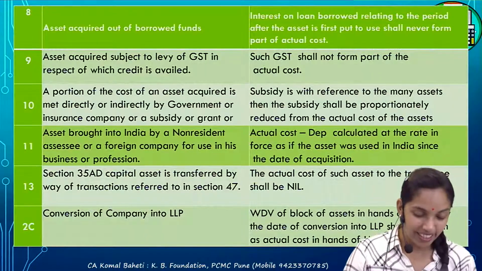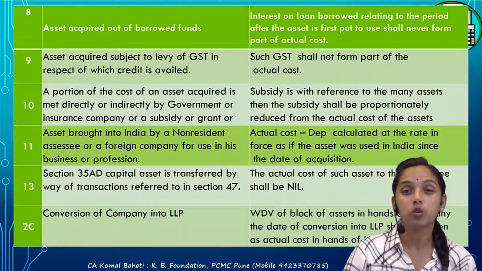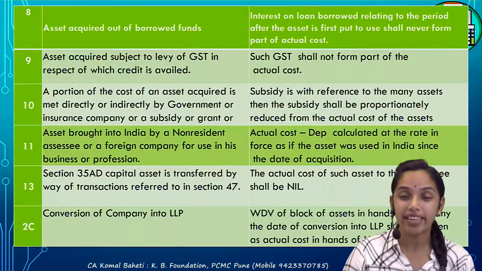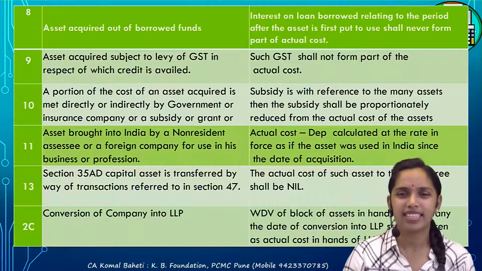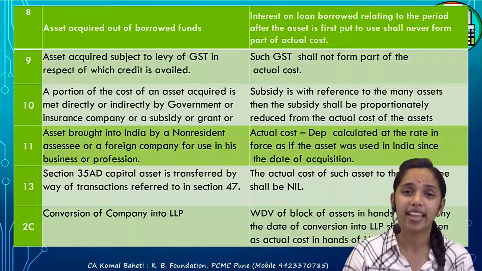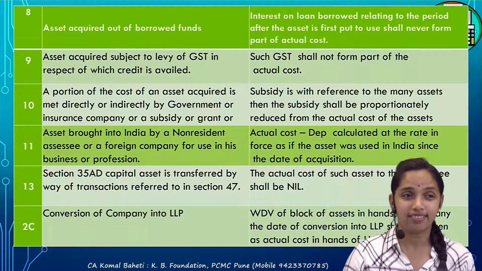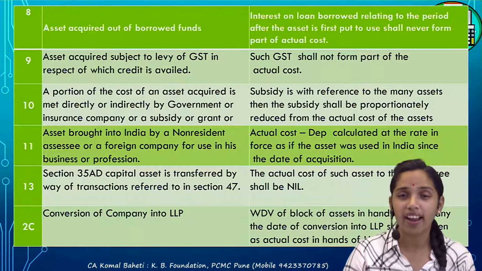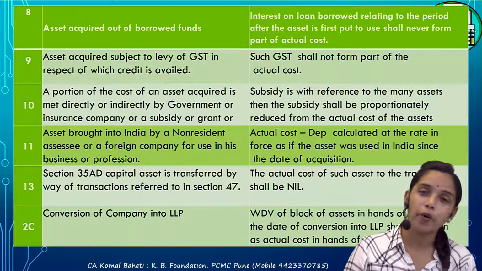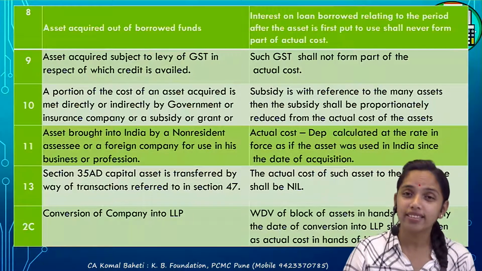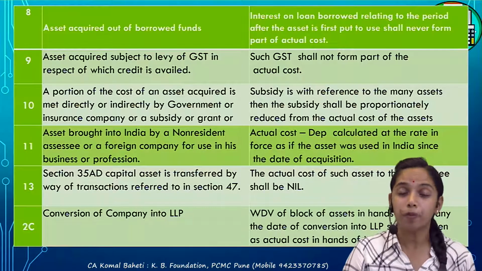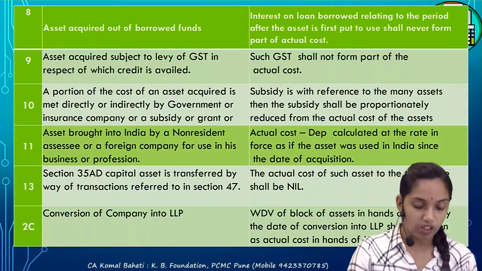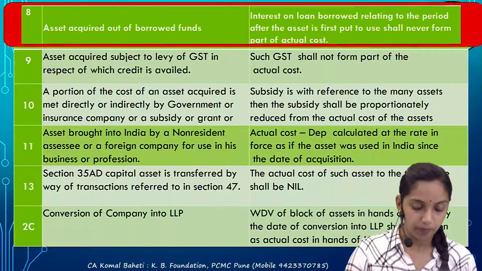It's too many. Next, asset has been acquired through borrowing. Correct. But if the asset has not been put to use immediately after its acquisition, for example, there are certain assets that require time for installation. There is a construction required or site preparation is required. So in such cases, I had already borrowed the funds. So what about their interest? The interest cost up to put to use should be added to the actual cost. That is all about explanation 8.